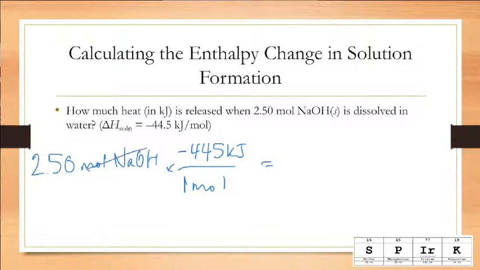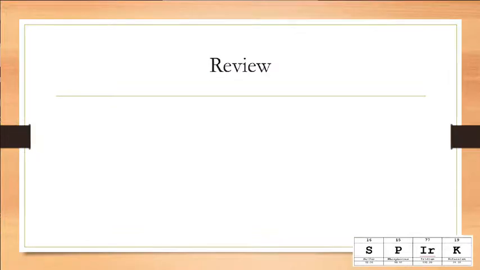And we cross off our units and we multiply through and we get 111, and that's negative because this is an exothermic process. So when we dissolve 2.50 moles of sodium hydroxide in water, negative 111 kilojoules is released.